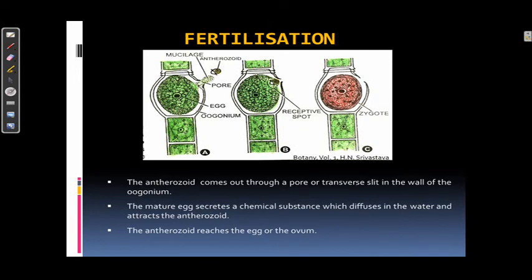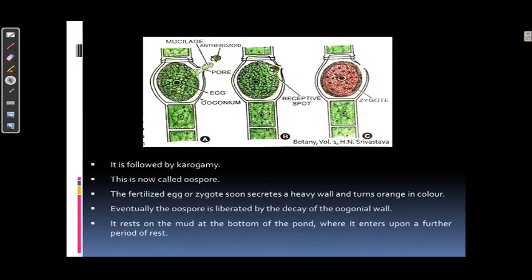Now the antherozoids swim towards the oogonium, which is because of the diffusion of a chemical substance which is secreted by the mature egg. That chemical attracts the antherozoids. The antherozoid then reaches the ovum, and there will be fusion of protoplasm followed by nuclei, as a result of which we will get a zygote, which is diploid in nature.